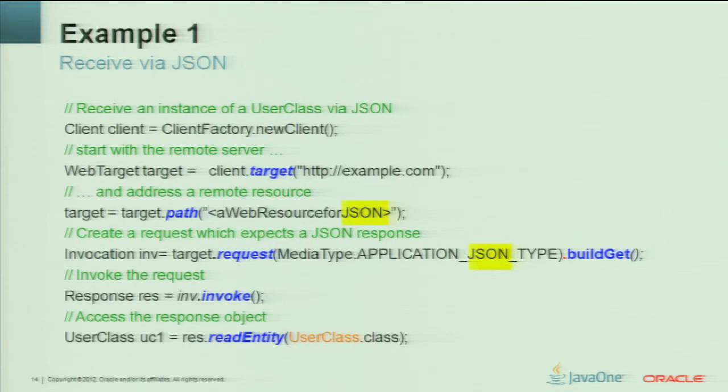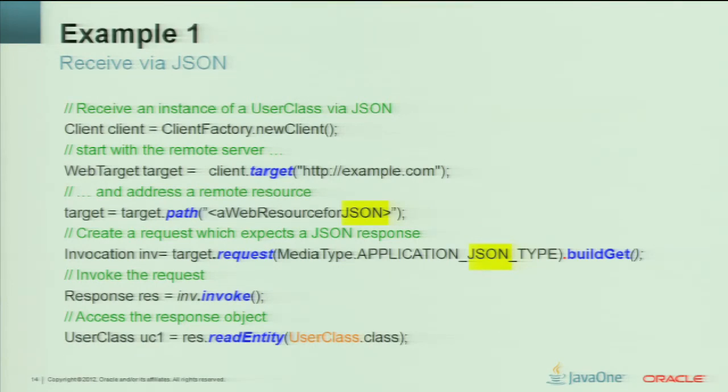First of all, we have to create a client. This is a little bit of boilerplate code. So we create a client instance using the client factory. It's hard to see. Okay, so we're here. Then we create an instance of a web target. So we just talk to the server http://example.com, and we address a remote resource on this server.